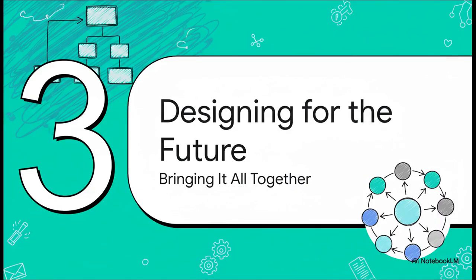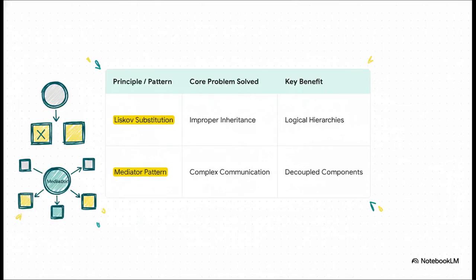So let's bring these two powerful ideas together. When you look at both the Liskov substitution principle and the mediator pattern, you start to see they're not just about solving today's problems, they're really about designing software for the future. So here's the quick summary. Liskov substitution tackles improper inheritance, giving us logical and predictable class structures that won't surprise us. The mediator pattern solves complex object communication, giving us decoupled, maintainable components. Both are absolutely essential tools for any software architect.